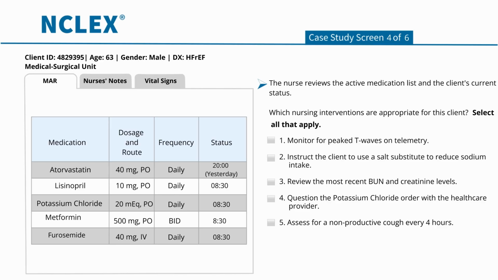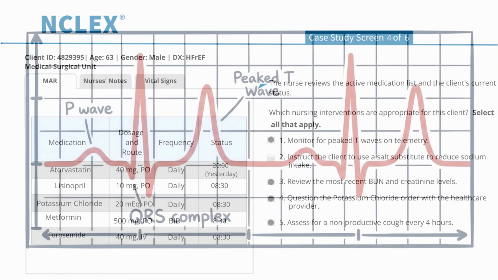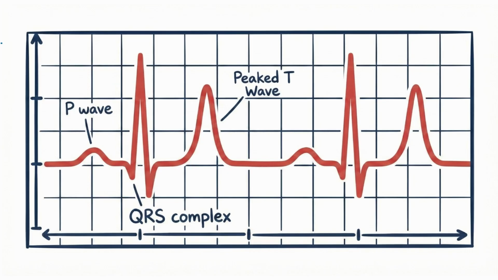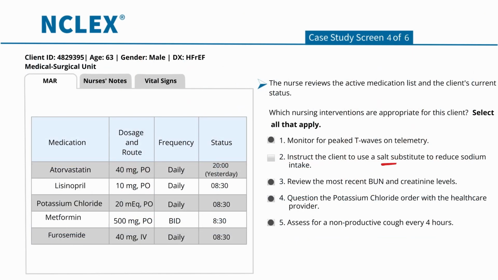Correct answers: 1, 3, 4, and 5. Peaked T waves, option 1, are the first sign of hyperkalemia. Option 2 is the trap. Salt substitutes are almost always potassium chloride. Using them with an ACE inhibitor is a recipe for toxicity.